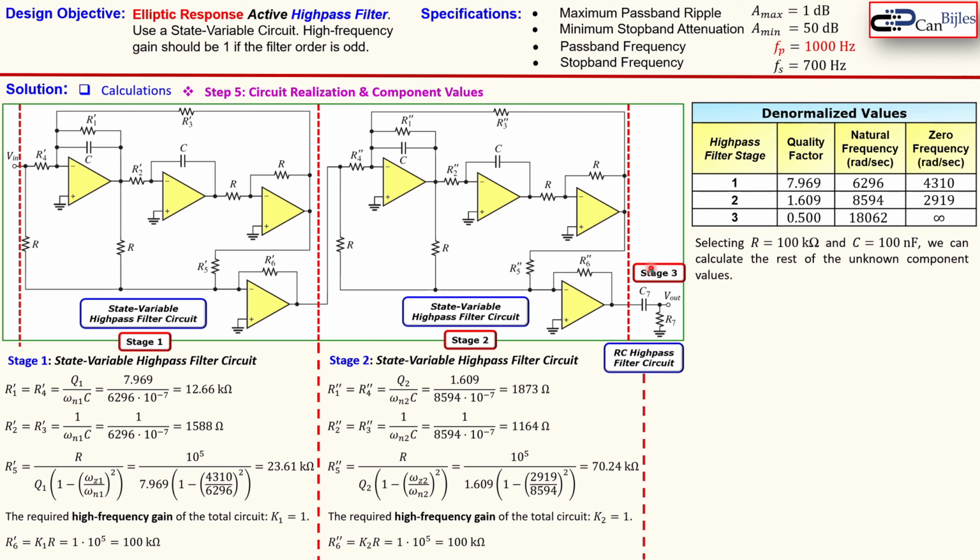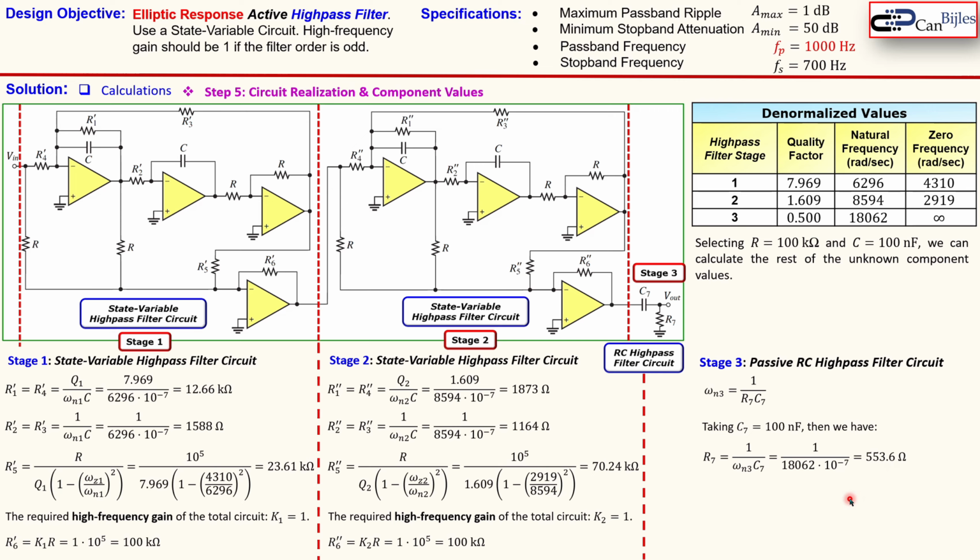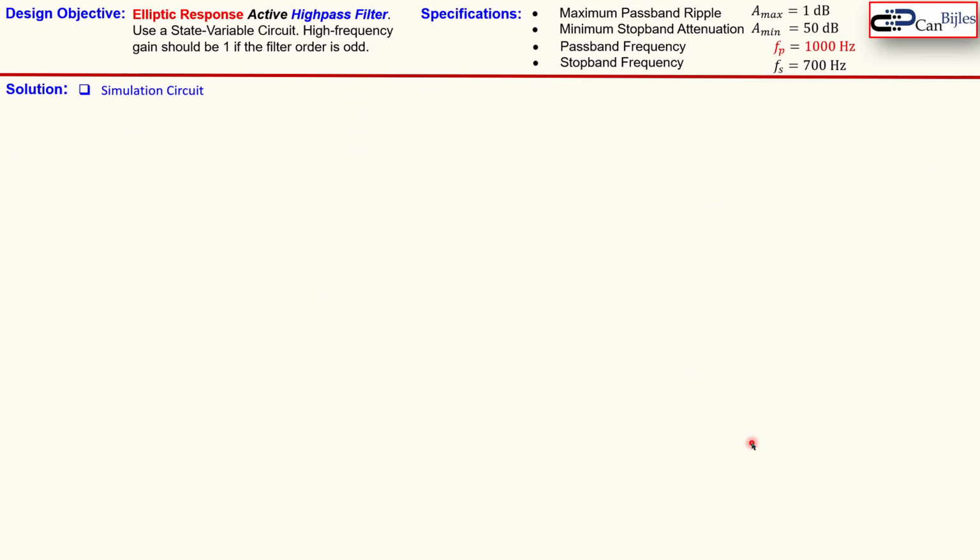The final one is stage 3, that is our passive RC high pass filter circuit. Now our natural frequency here should be then 1 over the product of the capacitor and the resistor here, R7 times C7. And now we have a choice because we have two unknowns, so we can select this capacitor as, let's say, 100 nanofarads. And then we can calculate the R7 using this. You see here again the natural frequency from the table, and that will result in 553.6 ohms. Okay, now we have everything, so we are done.